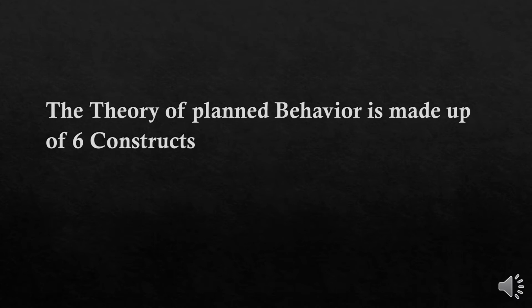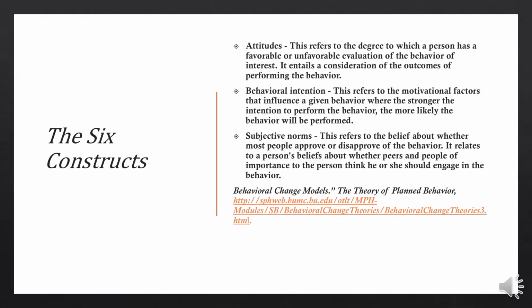There are 6 constructs or key points about the theory of planned behavior that ties everything together. 1. Attitude. This refers to the degree to which a person has a favorable or unfavorable evaluation of the behavior of interest. Behavioral intention. This refers to the motivational factors that influence a given behavior. The stronger the intention to perform the behavior, the more likely the behavior will be performed.